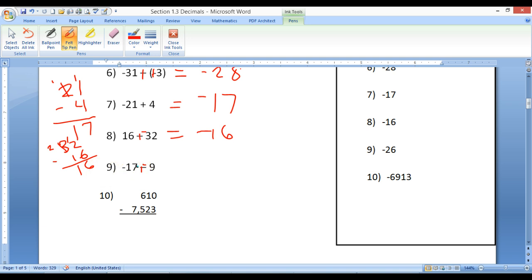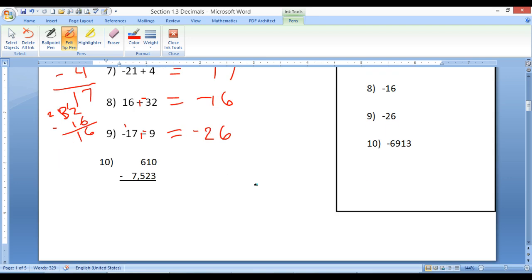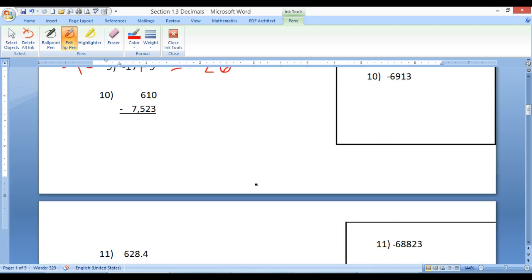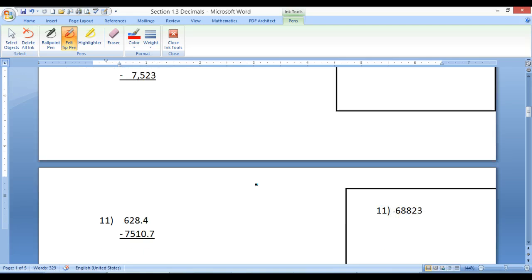Adding up their place values, 7 plus 9 equals 16. Then I have 1 plus 1 is 2. And because they're both negative, the answer is negative. All right. Okay, now we're going to move to the next ones, which line up the place values for us, if you can see these.